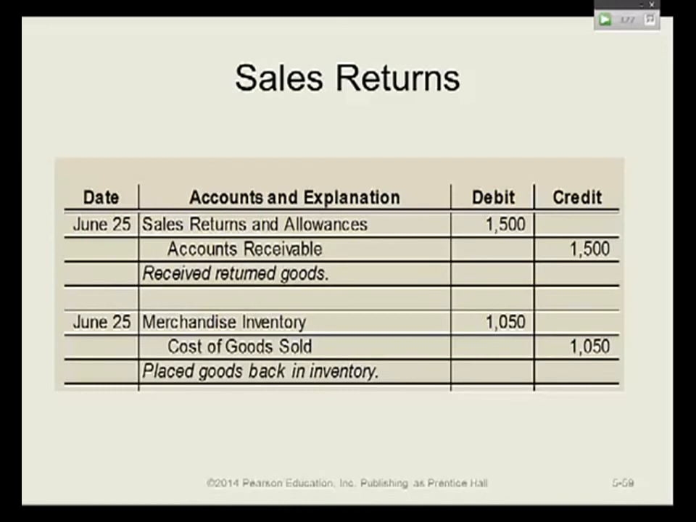Now, if you now go to the ledger, it would look something like this. So sales didn't change, but you're now going to have this contra account, sales returns and allowances. And this is contra revenue. So this is on June 25th, and rather than debiting sales directly, you debit the sales returns and allowances account, and that's for $1,500.